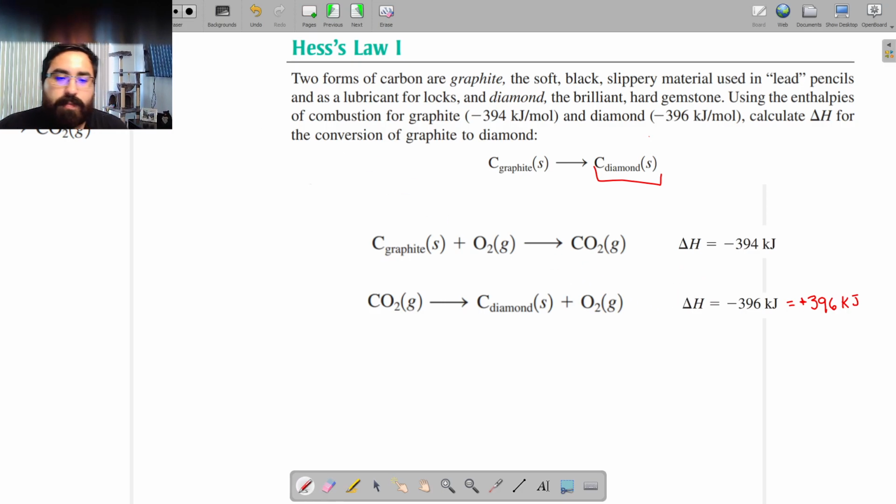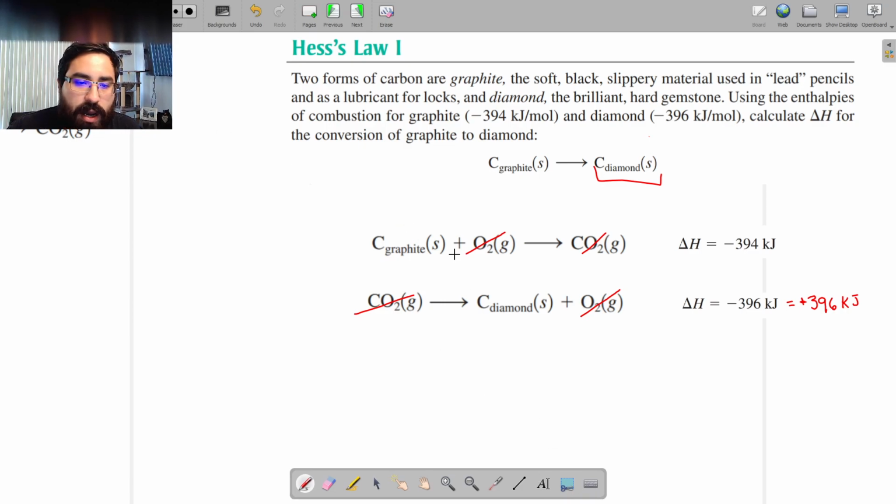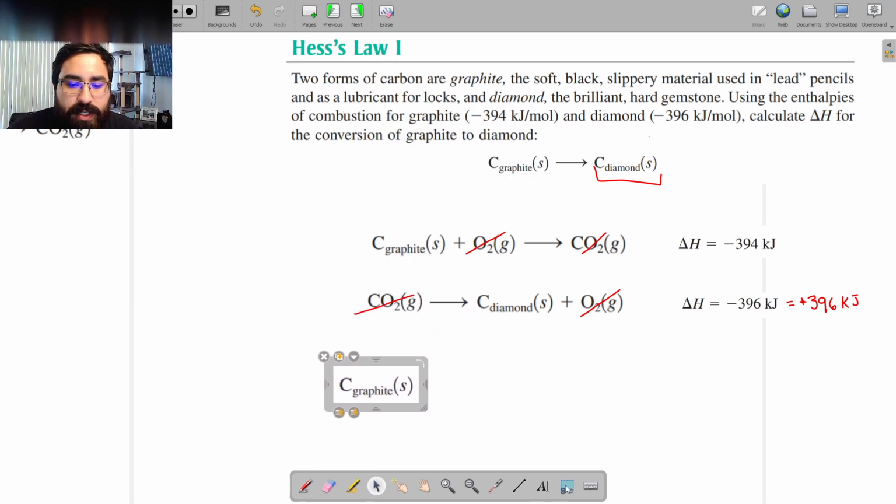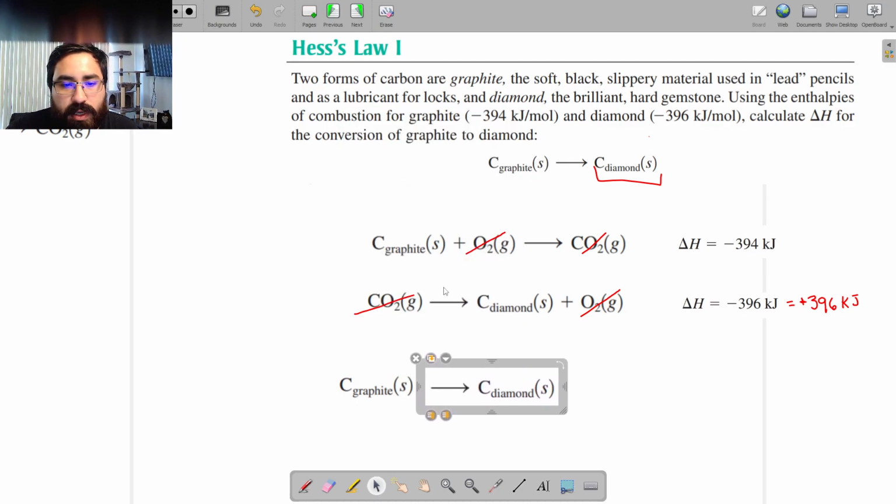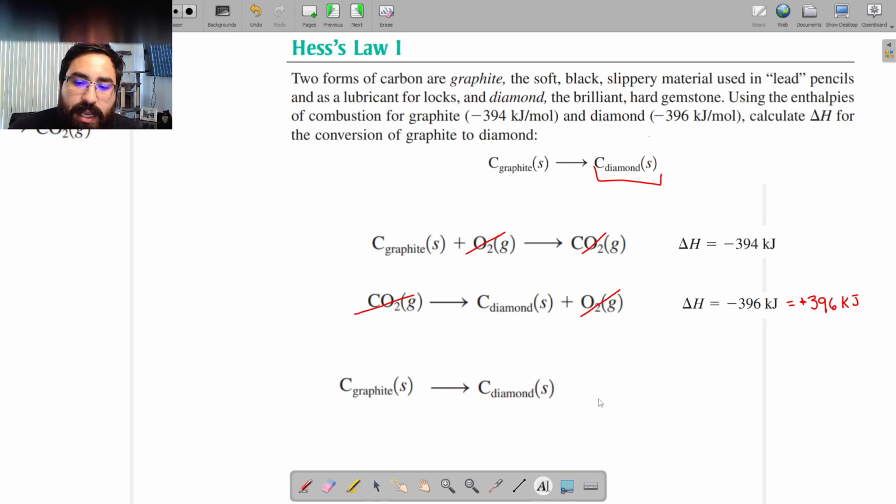So now that it's flipped, we can combine them using Hess's law. Look, the CO2, since this is on the product side and this is on the reactant side, it cancels. The oxygen, reactant side and product side, it cancels out. And the only thing left over is what we want. We want graphite on the left, and we want diamond on the right. So when adding these two equations, once it's been rearranged, that means we can add up the delta H's and find the enthalpy value of this reaction.